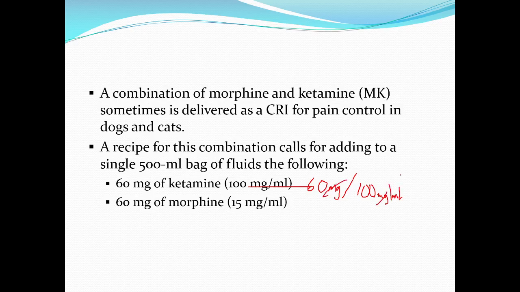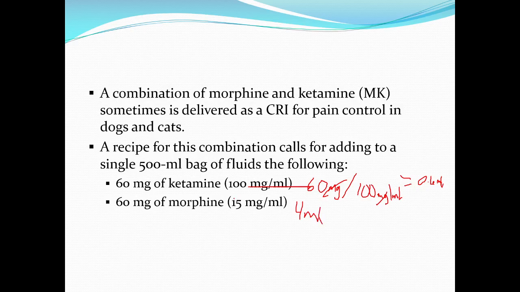Will give us 0.6 mils. And think about that logically. If we're giving 60 milligrams of a substance and each mil has 100 milligrams in it, when you pull it out, it's going to be less than 1 mil. Now 60 mgs of morphine at 15 mgs per mil is going to be more than 1 mil. You will take 60 and divide it by 15 and you get 4 mLs.